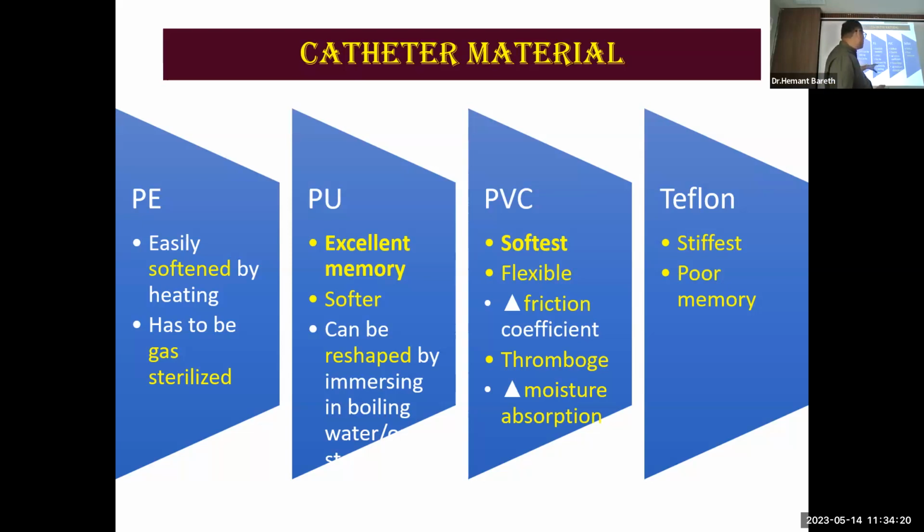So that is why most catheters that we have with a specific shape will use polyurethane. PVC is a very soft and flexible kind of thing. The only thing is it is so soft that it will move with the flow.